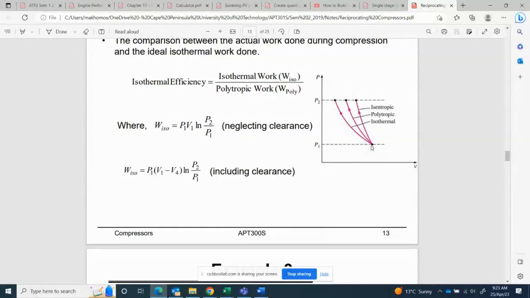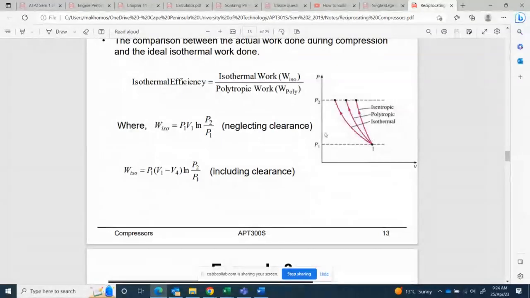Now the first compression here is isothermal compression. Isothermal compression means that the temperature at 1 and the temperature at 2 is the same. The second one, the middle one, is the polytropic, between 1 and 2. But we can see that the area now increases from isothermal to polytropic. And the last one is isentropic or adiabatic, between 1 and 2, here is the area. So which curve gives us the smallest area? From this case, you can easily see that the isothermal curve gives us the smallest area.